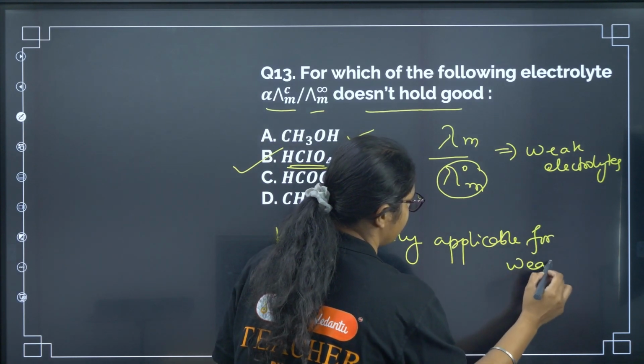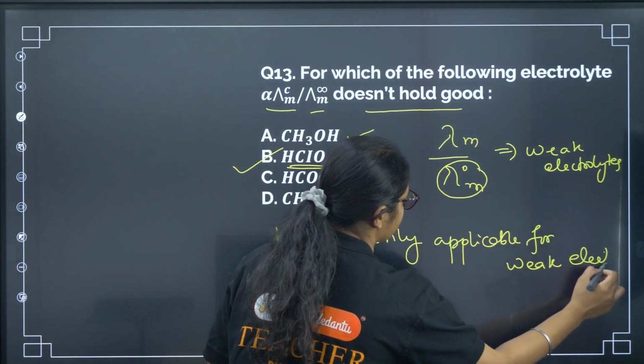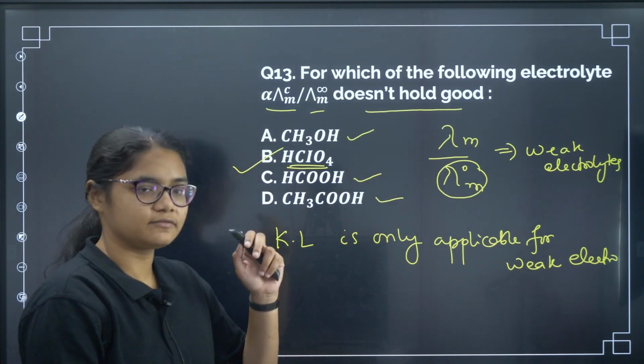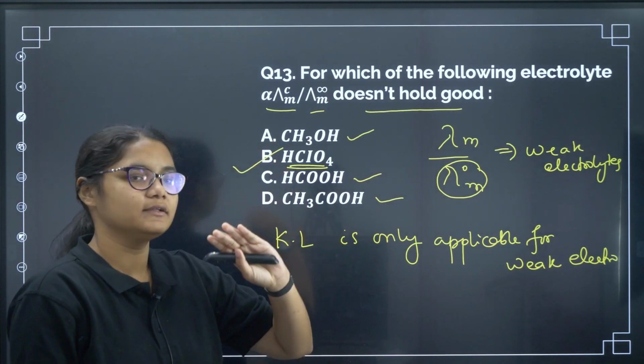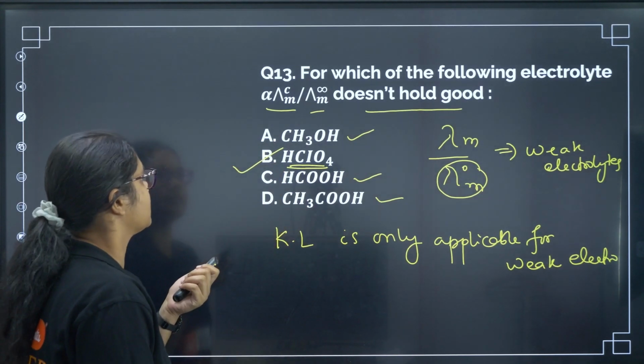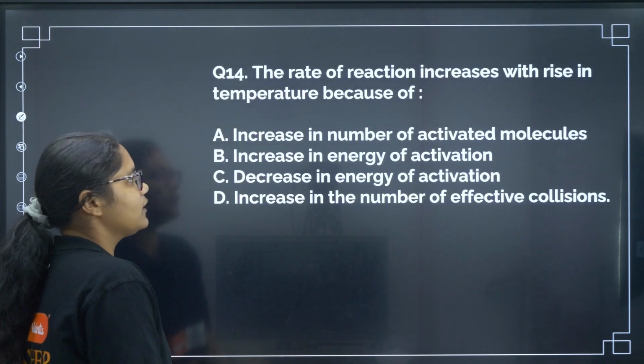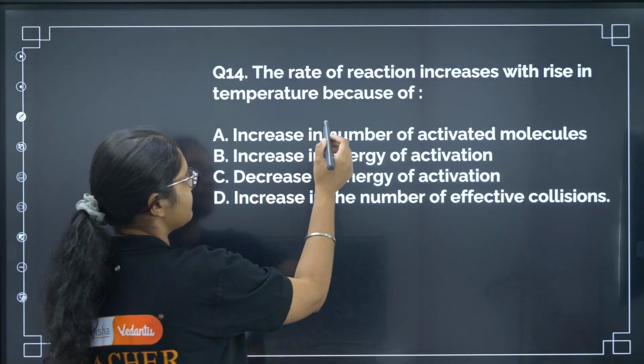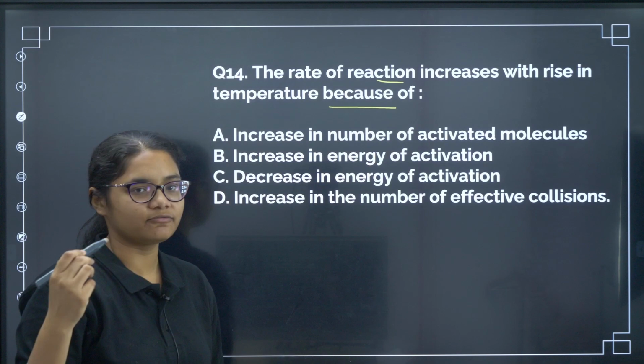Okay? All weak electrolytes' molar conductivity can be calculated using this formula. Because the graph doesn't meet the y-axis, that is why we have to use an indirect method. Okay. Next question: the rate of reaction increases with the rise in temperature because of... So this is the effect of temperature.